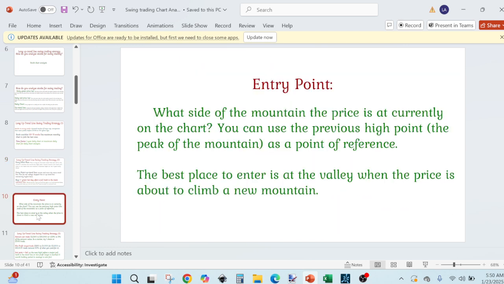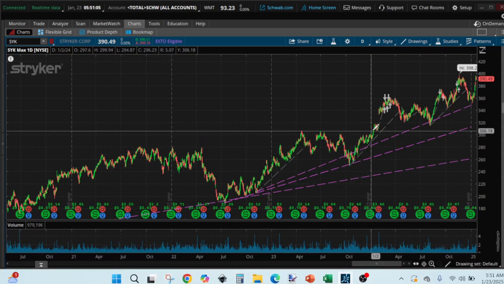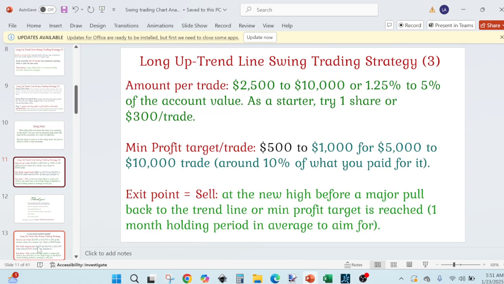And when you are deciding on your entry point, look at what side of the mountain the price is on, and you can use the previous peak as a reference to see if it is climbing up the mountain or climbing down from it. And the best place to enter is at the valley. It is the lowest entry point, at the valley, when it is getting ready to climb a new mountain. So that's what is good to be looking at, to see if you can discover that tendency in the pattern, and every chart is different.